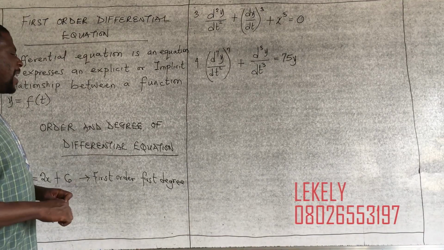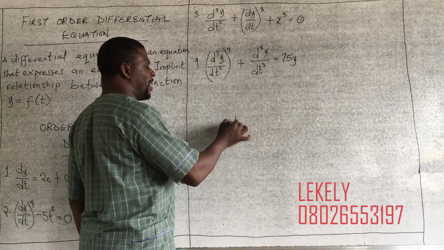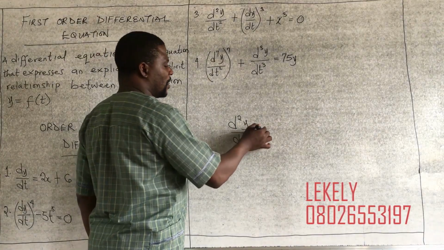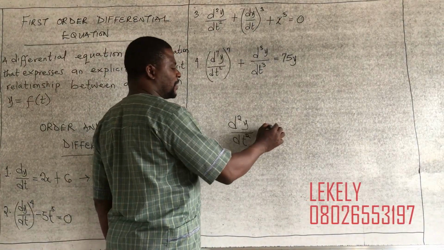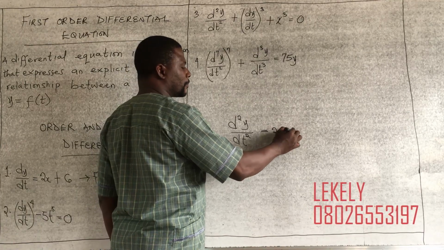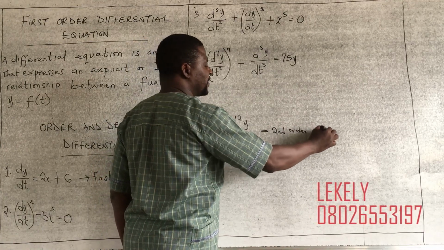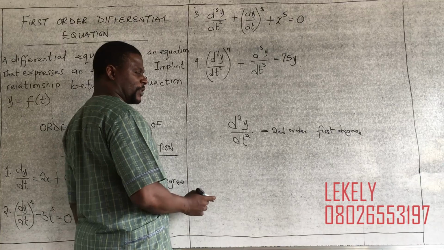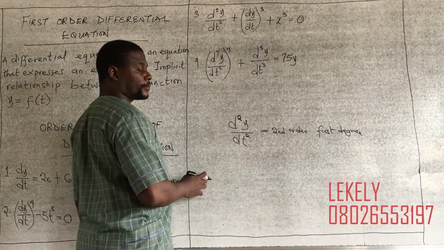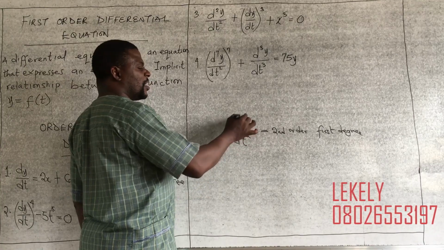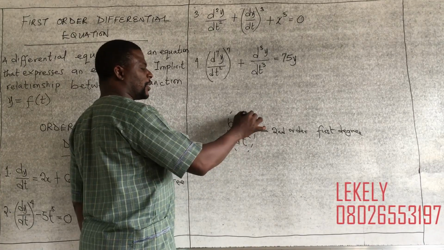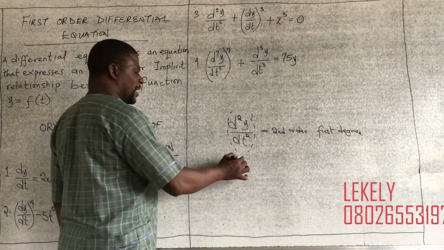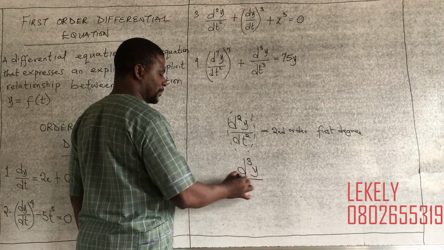Now, in order and degree, what we are saying is that if I have the square, d squared y dt squared, for example, this is second order, first degree. Why is it second order? It is second order because you are having 2 here. Then it is first degree because if you look at it, there is nothing outside. What you have outside is 1, because anything you write is raised to power 1. But let's assume I have something like this.